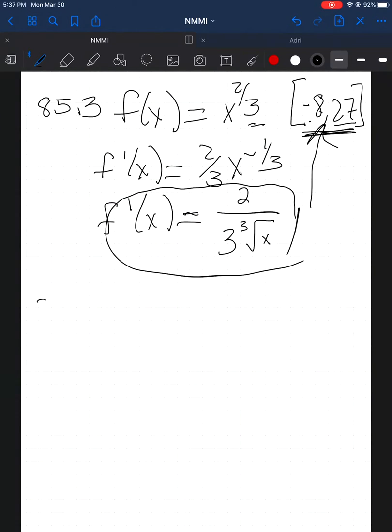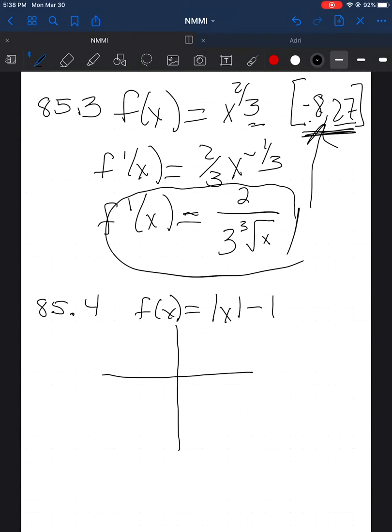Okay, going on to 85.4. It says the function f of x equals absolute value of x minus 1 is equal to 0 at x equals -1 and x equals +1. Does the mean value theorem imply that the first derivative of c is equal to 0 for some number between -1 and +1? Well, think about what that graph of absolute value of x looks like.